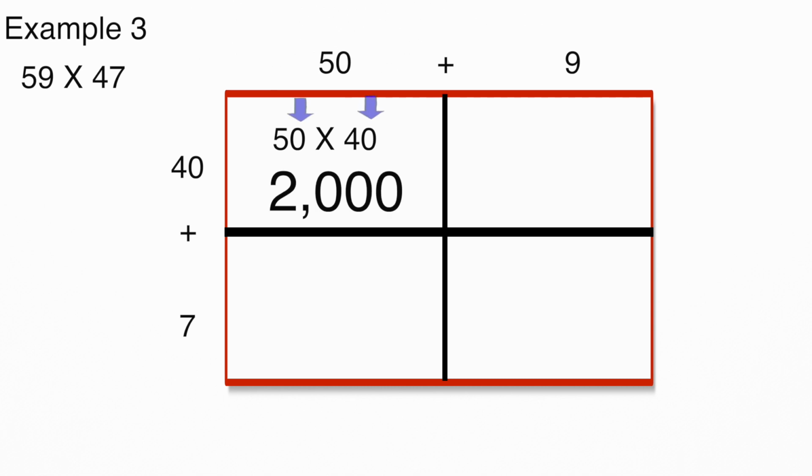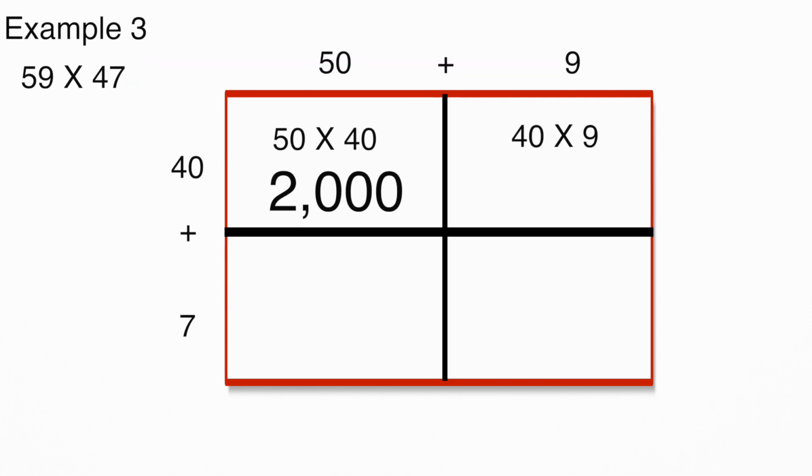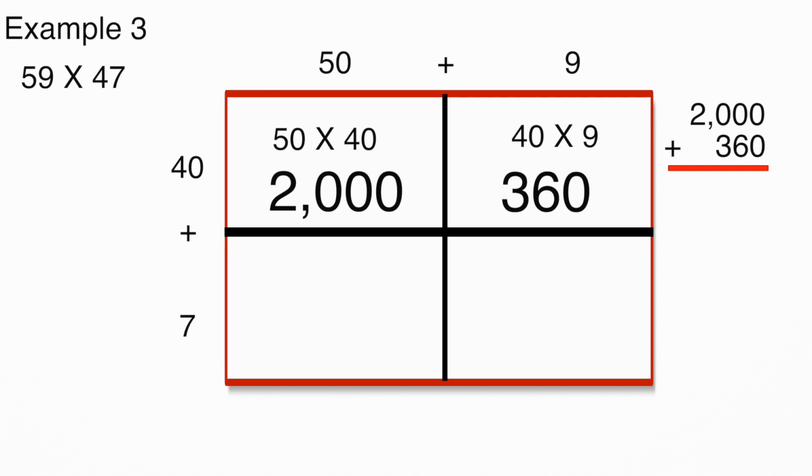Now I move on to the next part. Here I have 40 times 9, so I write my problem inside my box. 4 times 9 is 36, and I add my 1 zero. Now I find the sum of 2000 plus 360. 0 plus 0 is 0. 0 plus 6 is 6. 0 plus 3 is 3. And 2 plus nothing is 2.